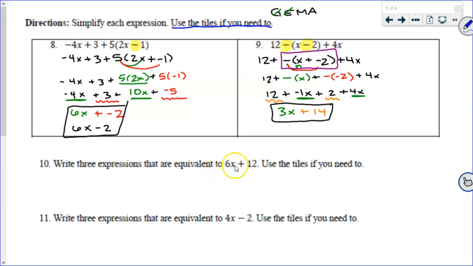What if I had these 6x tiles and the 12 unit tiles split up into 6 groups? So that means if I have 6 groups, each group is going to have just 1 x tile. And how many unit tiles? Those 12 tiles are actually broken up into 6 groups. That is a different but equivalent expression. 6 groups of 1x plus 2 is equivalent to 6x plus 12.